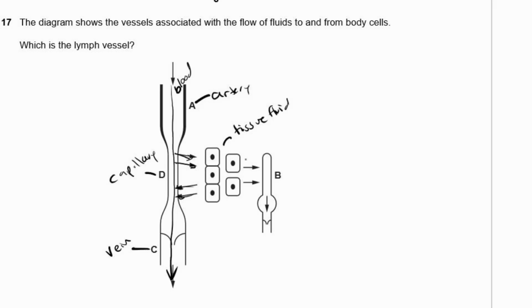And some of that tissue fluid will go into these other vessels. And these vessels have valves. They are narrow, they're thin, and some of them don't end. It doesn't necessarily connect in a circuit. Some of them connect to other things and some of them don't. They just end. These are the lymph vessels.